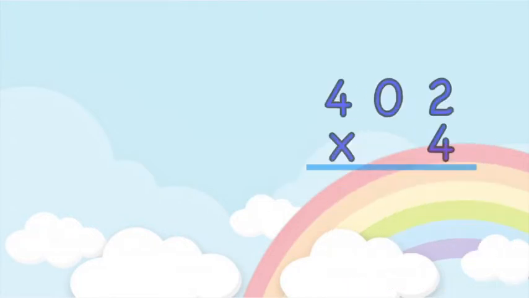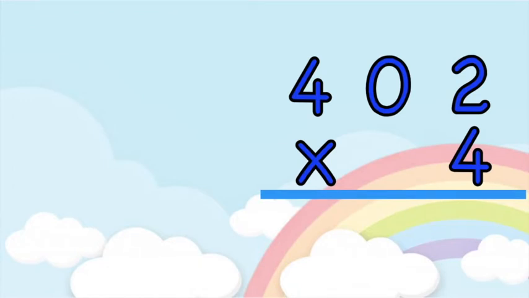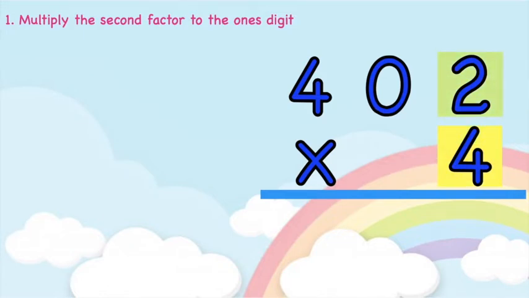So how about if we have this? 402 times 4. Again, the first thing that you need to do is to multiply the second factor to the ones digit. 4 times 2, that is equal to what? 4, 8. That is 8. We're going to write it at the ones place.